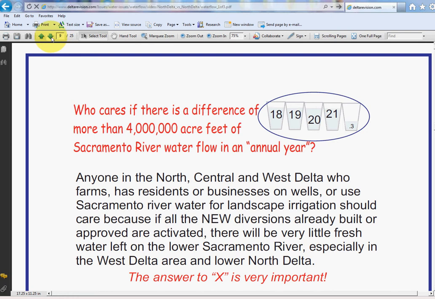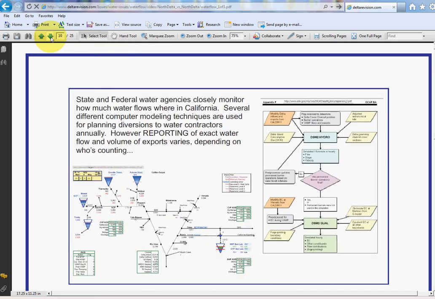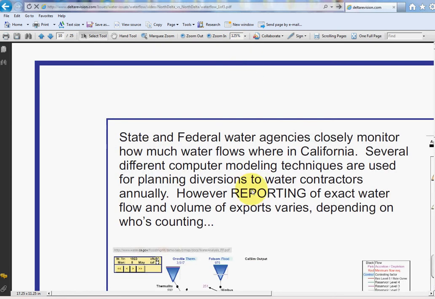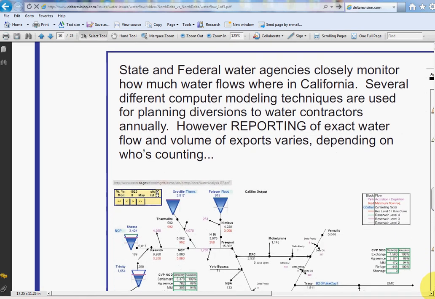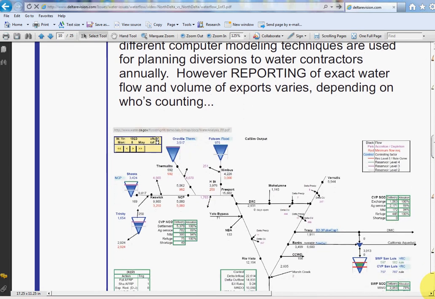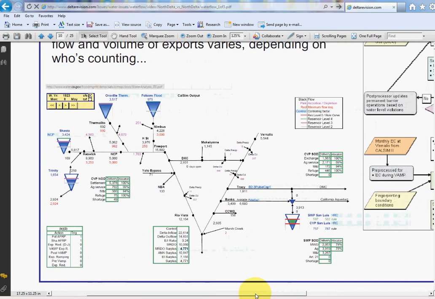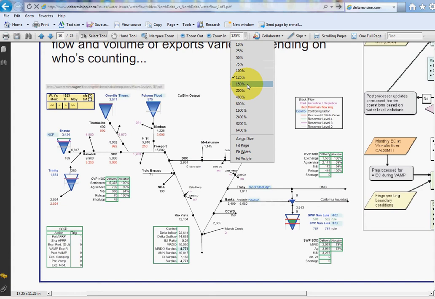So let's go on. We're just answering X right here. So here I'm going to enlarge this. You need to know that the state and actually federal government very closely monitor how much water flows through the Delta. There are all kinds of computer models. There's monitoring stations all over the place. This is just one of the computer models. Maybe I'll make that a little bit bigger.